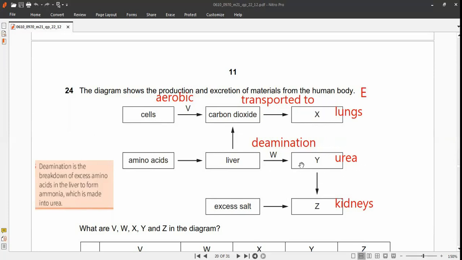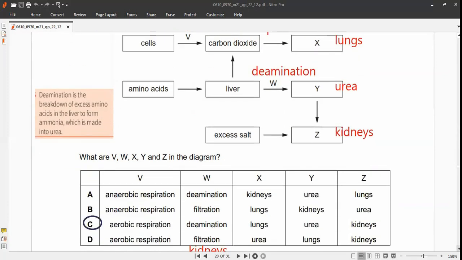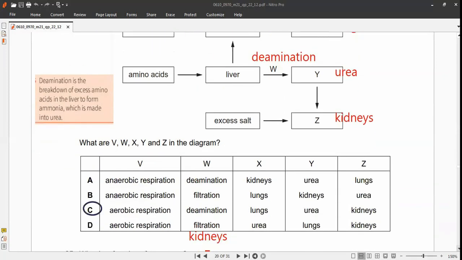And here the product is called urea. And urea is transported to the kidneys to excrete it. So V, aerobic respiration. W, deamination. And X, the organ called lungs. And Y, urea. And Z, kidneys.